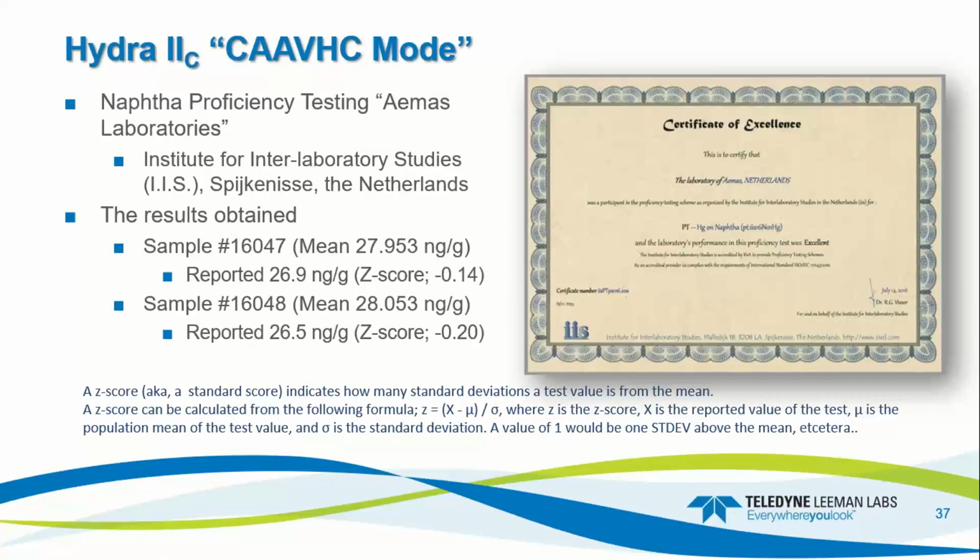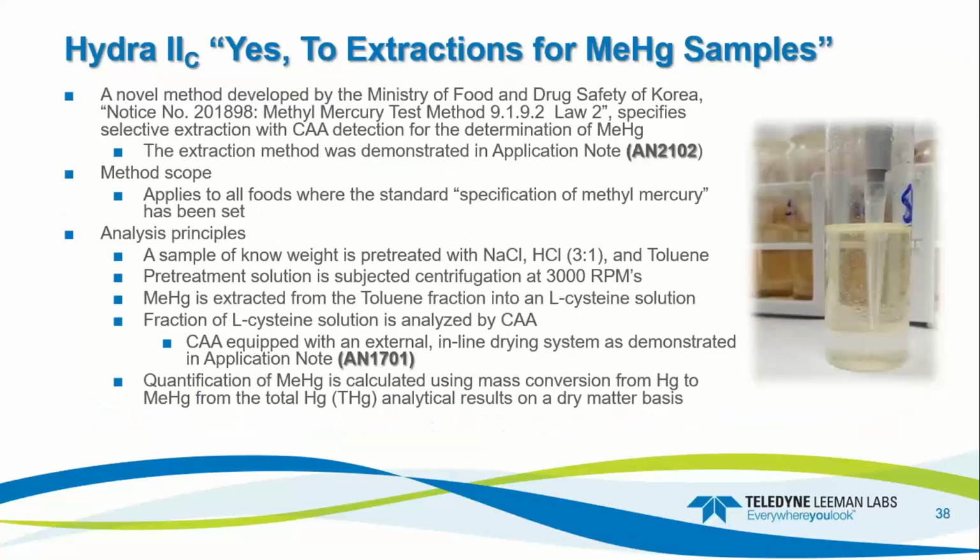VHC mode, our partner in the Netherlands was involved in an interlaboratory performance study on volatiles, naphtha. They achieved 26.9 and 26.5 on 2 samples that were sent to the laboratories. I think there was over 30 laboratories. The mean was 27.9, 28.1, and with their report, their Z score was minus 0.14 and minus 0.2. I saw the data out of all the laboratories, and their results were the best or the closest to the mean of the entire group that was involved in this study. So the VHC mode worked really, really well.